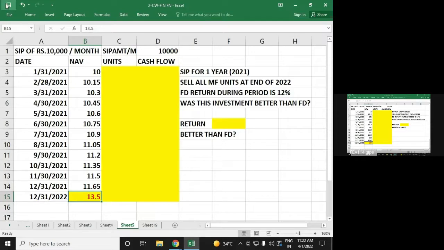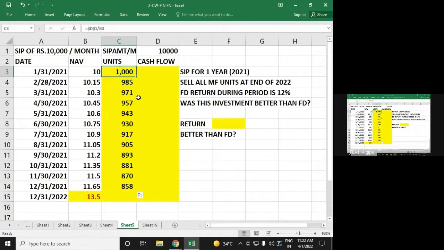Correct. 16% is correct. Good. So again, we will do the same thing. First, we will find the number of units. 10,000 you are investing monthly, and rate of investment is 10 per unit. How many units of mutual fund you are getting? 1,000. So we'll fix the investment amount, and at the end, you are selling everything. So add all the units.